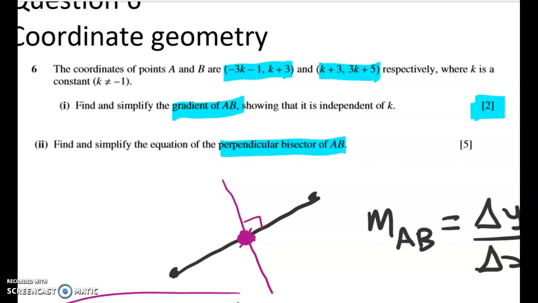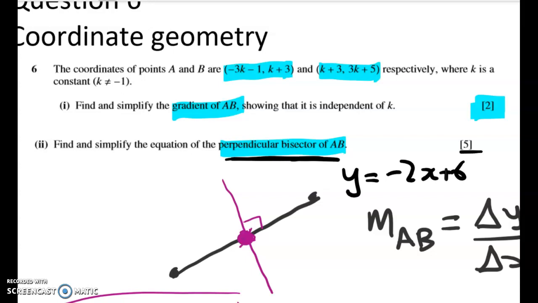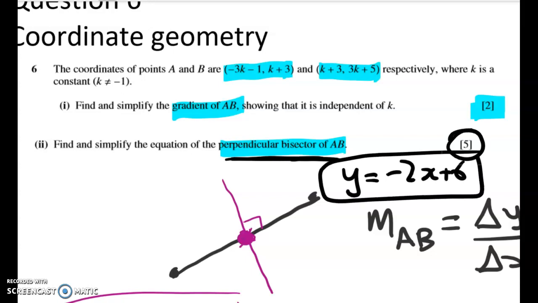Okay, so just let's check the question to see if we've answered everything. Yep, and we had to find and simplify the equation of the perpendicular bisector of AB. And we've done that, right? So we end up with final answer of y equals negative 2x plus 6. So there you go. So 5 marks for that, because there are quite a few little steps. So just make sure that you're really, really confident with finding perpendicular bisector equations, because that comes up in the AS Pure exam all the time.